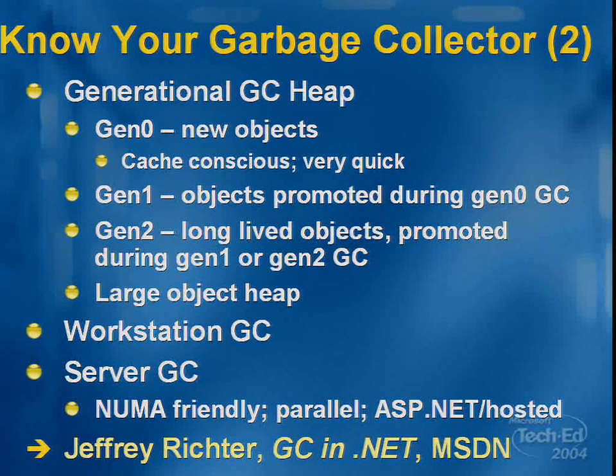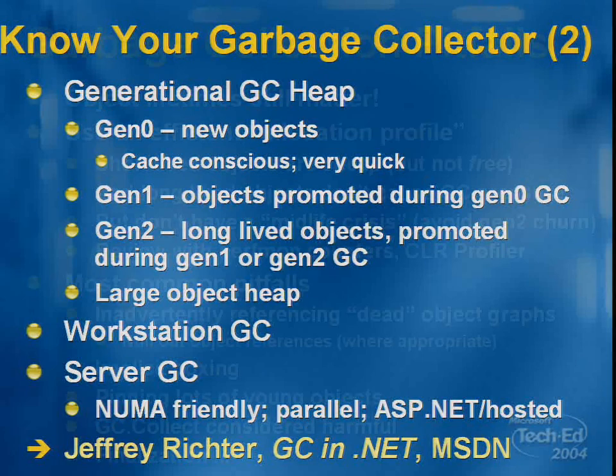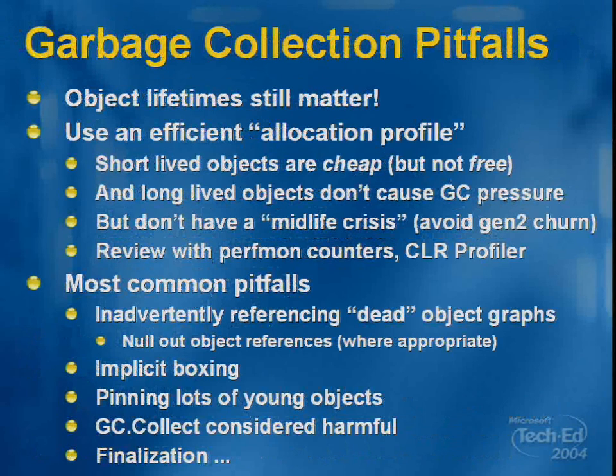It tries to keep object allocations on the same thread and the same machine where the other object allocations in that area happen. If there's a garbage collection, it will, in parallel, use all of those CPUs to do parts of the garbage collection algorithm. There are some nice articles, a couple of years old, by Jeffrey Richter in MSDN that go into this stuff in more detail. Okay, so that's the background on garbage collection that you really should understand.